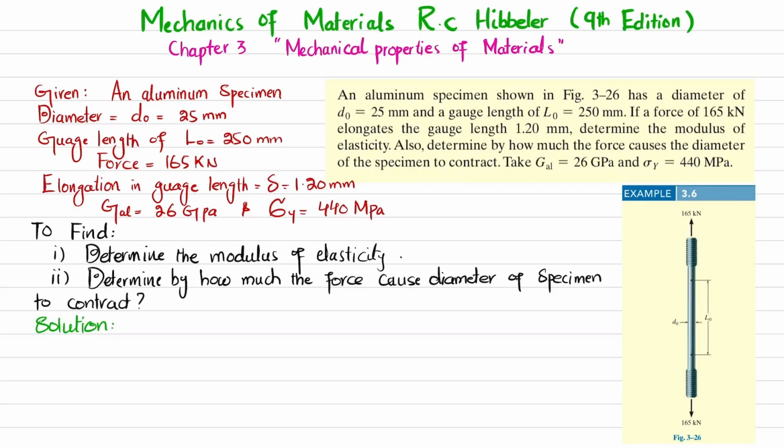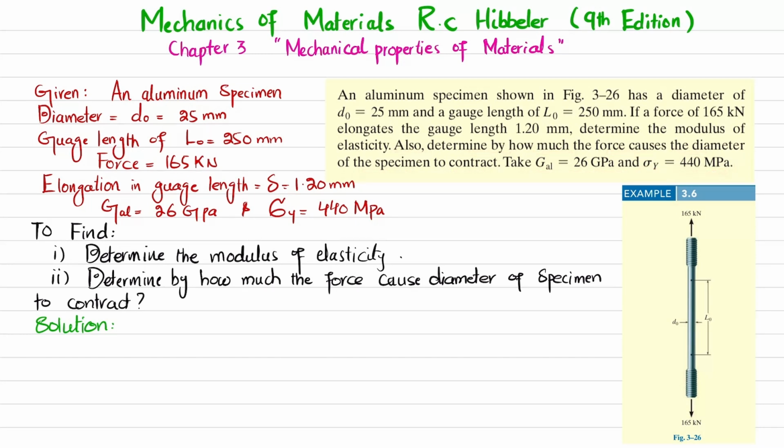In this video, we are going to solve example 3.6, which is taken from chapter number 3, Mechanical Properties of Materials, and the book name is Mechanics of Materials by R.C. Hibbeler, 9th edition. So the statement is: an aluminum specimen shown in figure 3-26 has a diameter of 25 mm and a gauge length of 250 mm. If a force of 165 kN elongates the gauge length by 1.20 mm, determine the modulus of elasticity, and also determine how much force causes the diameter of the specimen to contract. Take the modulus of rigidity of aluminum as 26 GPa and yield stress as 440 MPa.